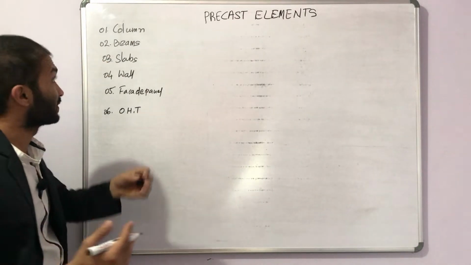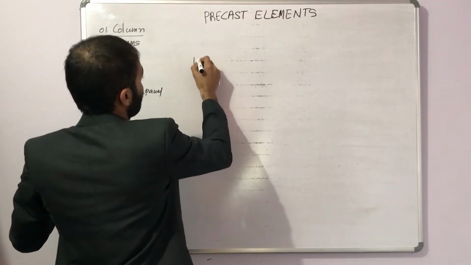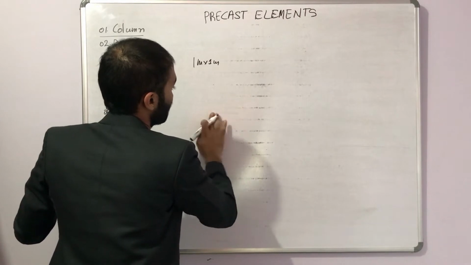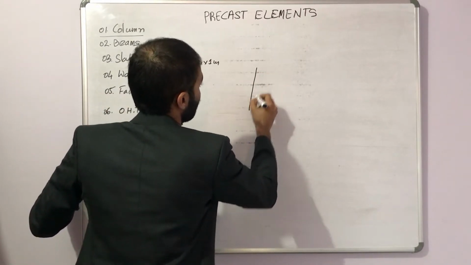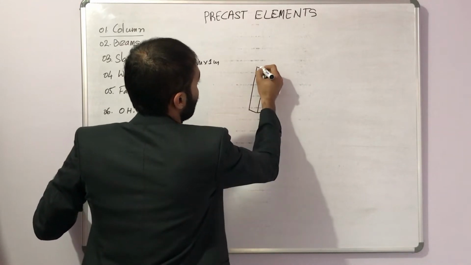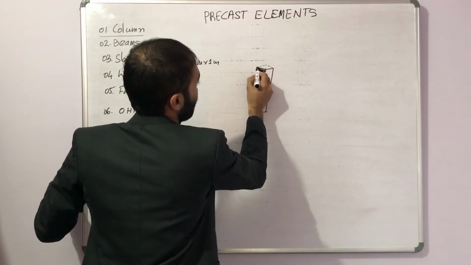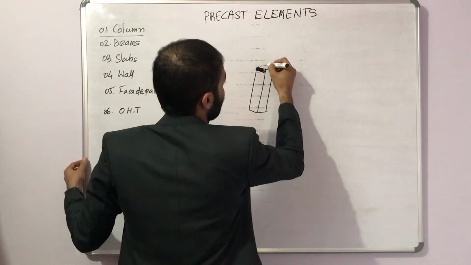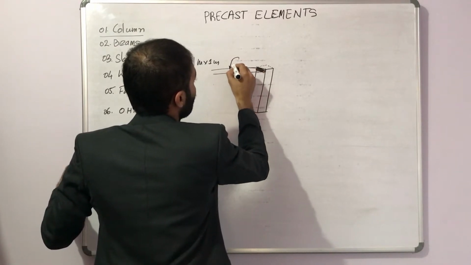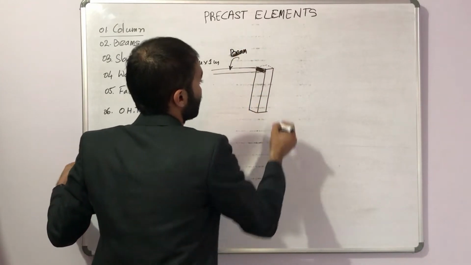Let's talk about the column itself. I'm taking an example of a 1 meter by 1 meter column. This is called a column. In this you are going to find the corbel, which projects on either side, and also on the back side, so that the beam rests exactly above it. The beam will rest over it.